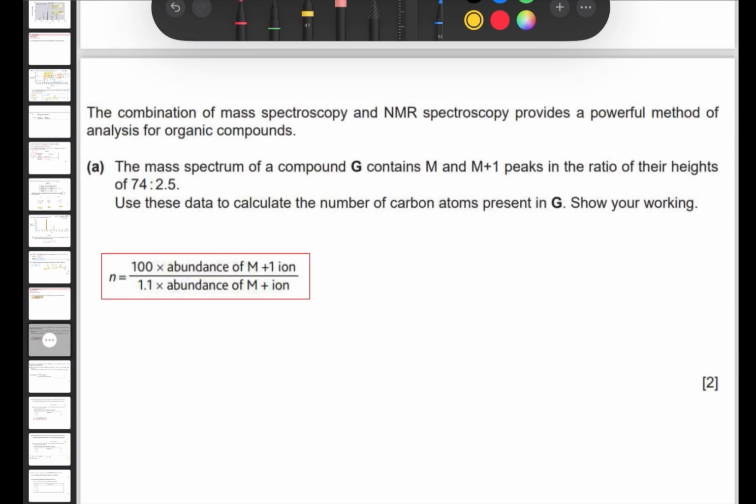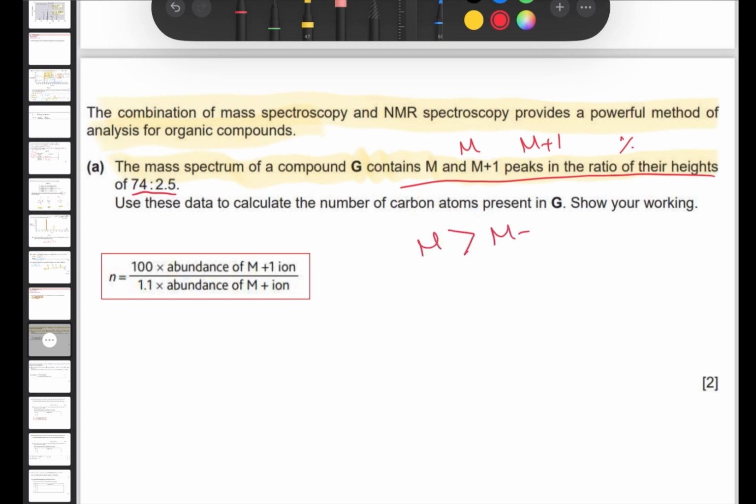The combination of mass spectroscopy and NMR provides a powerful method of analysis of organic compounds. The mass spectrum of a compound shows M and M plus 1 peak ratios. Put in your mind that once they say ratios of M and M plus 1 and their heights, they're talking about the relative abundance. The heights are the abundances. M is always greater than M plus 1. It's the taller one, and the small one is represented by M plus 1.